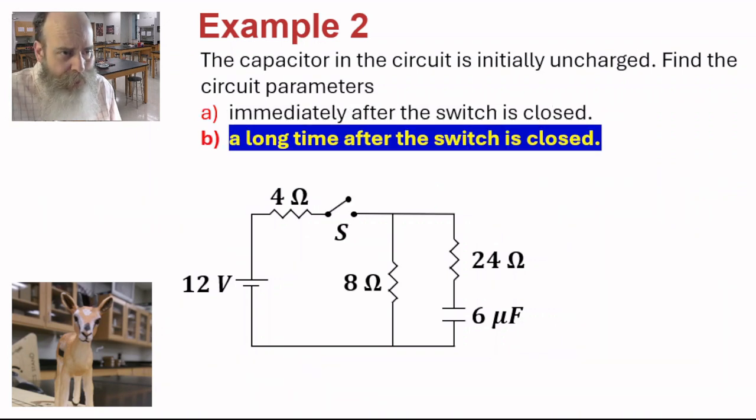Now let's look at the case a long time after the switch is closed. We close the switch, current I flows through the battery. At this junction, it divides into current I1 through the 8 ohm resistor and current I2 through the 24 ohm resistor and capacitor.